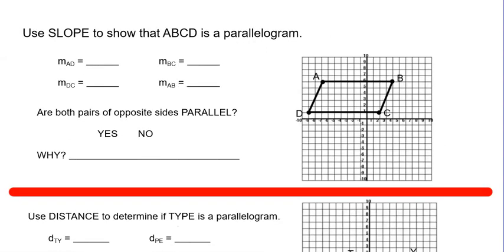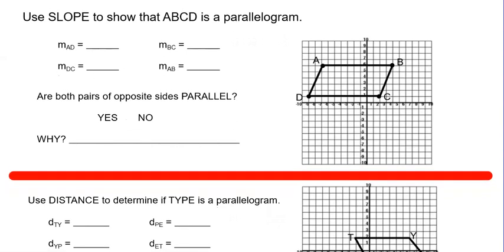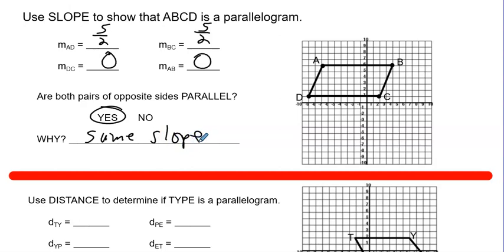All right, use the slope to show it's a parallelogram. So for AD, we just did this, okay? So this was 5 over 2. BC was 5 over 2. DC and AB were both 0. Are both pairs of opposite sides parallel? Yes. Why? Same slope. Hit pause if you need it.